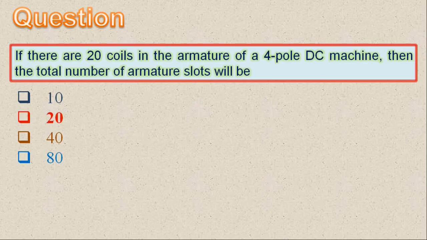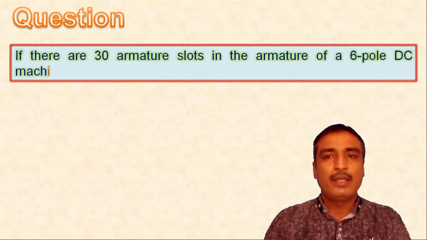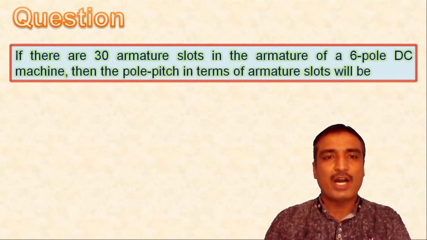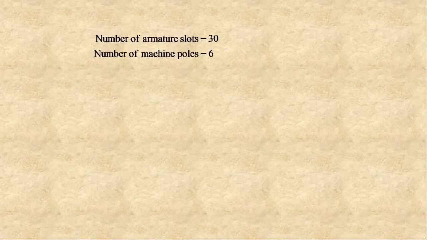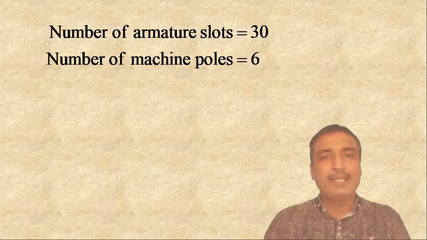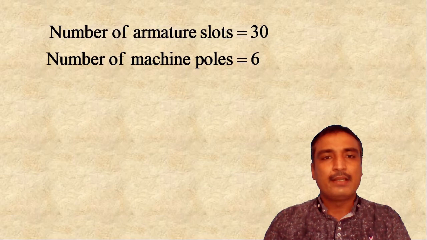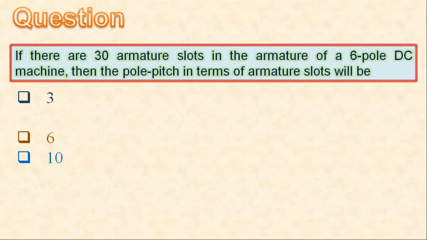Next question is, if there are 30 armature slots in the armature of a 6-pole DC machine, then the pole pitch in terms of armature slots will be, the options are 3, 5, 6, 10. The pole pitch can be calculated by dividing the total number of armature slots by the number of machine poles. Since there are 30 armature slots and the number of machine poles is 6, the pole pitch will be 30 divided by 6. So the second option is the correct answer.